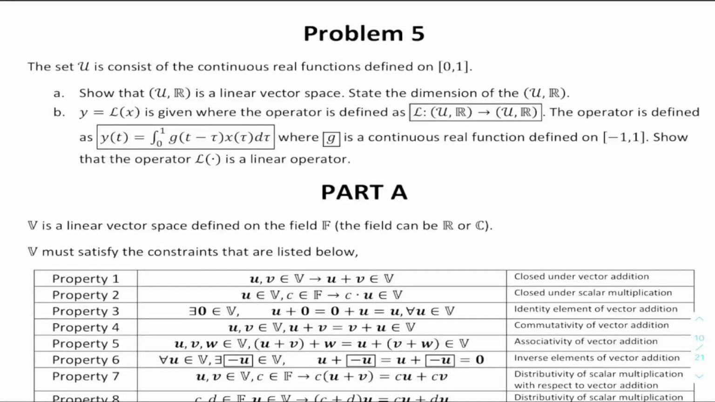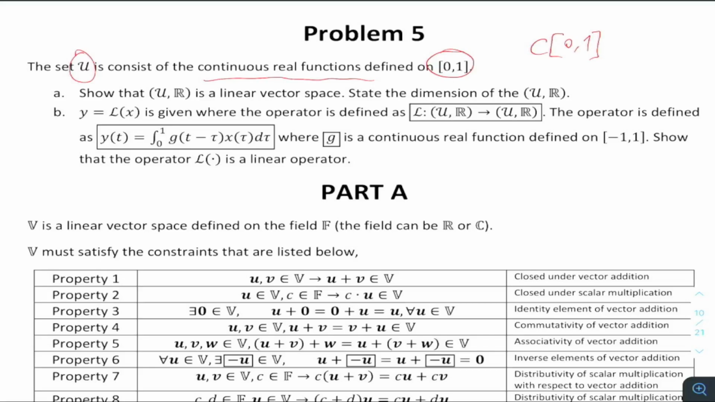Hey everybody, let's focus on this simple example in our playlist of linear system theory example problems. This is a typical linear algebra and linear system theory problem. Here we are given the set script U, and it consists of the continuous real functions defined on the interval 0, 1. The notation indicates the continuousness of the functions in that set.